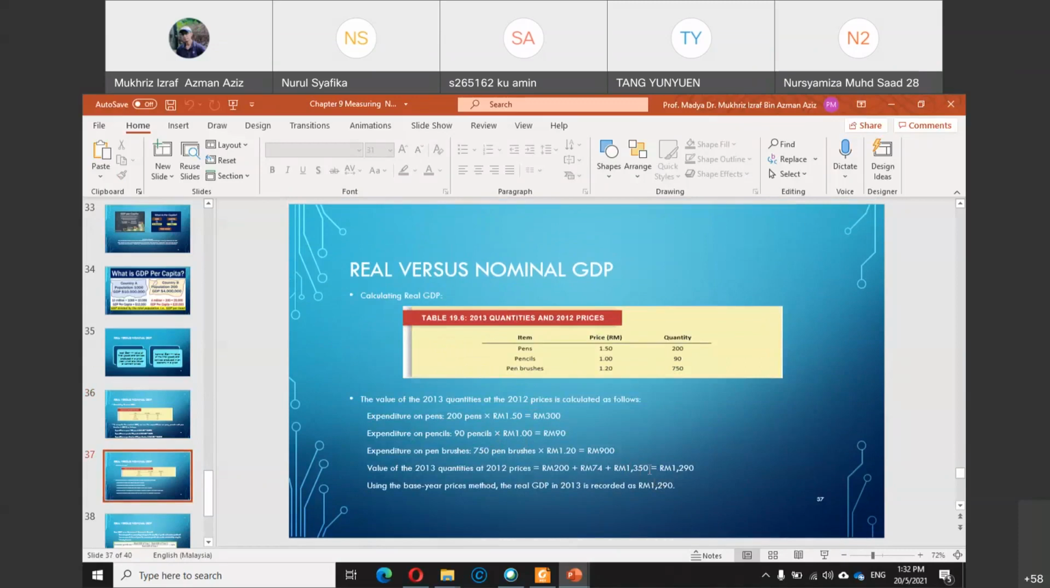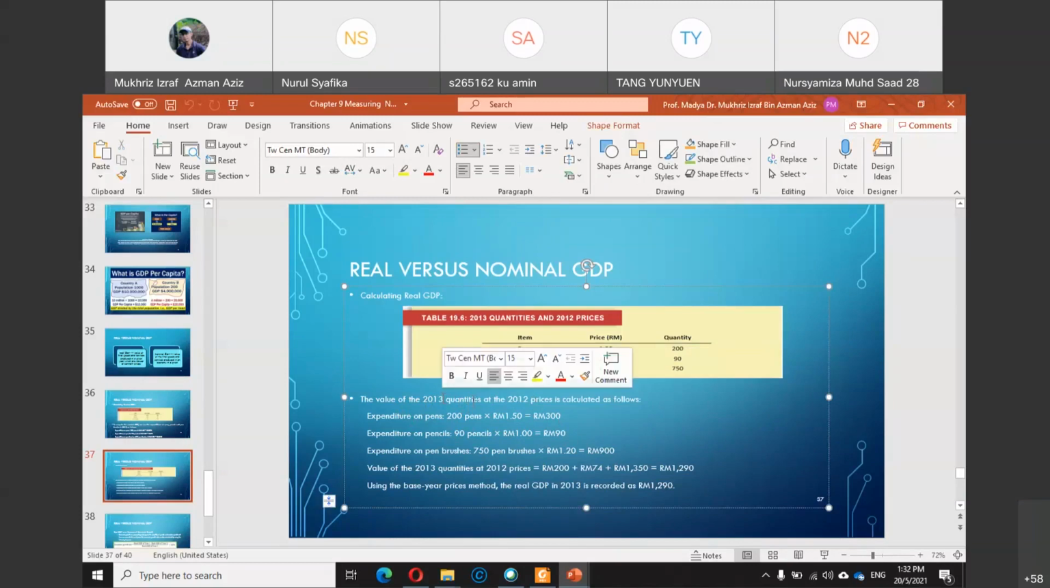I do not want to teach you how to calculate, because these are just simple calculations. The value of 2013 at 2012 prices: because for real GDP, you need to have a base value or base price. So if you want to look at the 2013 real price, you need to compare against the price of the previous year, the base price. So 2012 is considered the base price. What we do here is basically converting the 2013 price in terms of 2012 price, and you get the price of 2013 in real value, meaning adjusted for inflation.